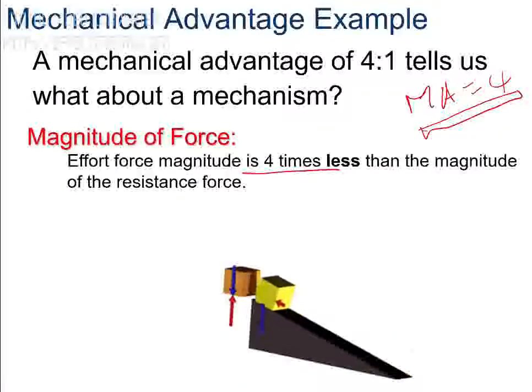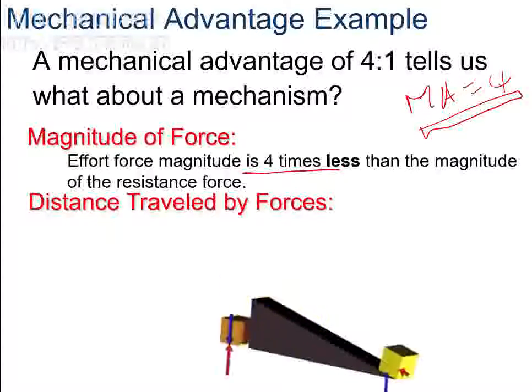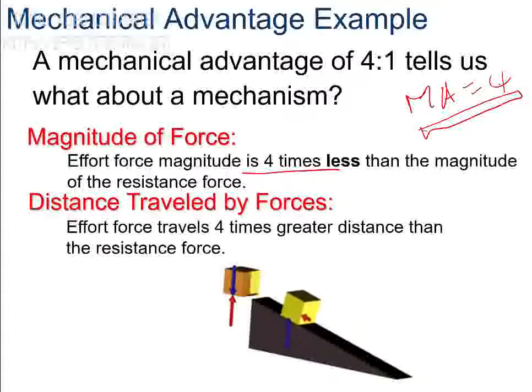Therefore, when we say mechanical advantage of 4, it indicates that the effort is greater than the load. No, the load is greater than the effort 4 times. How much the force is multiplied is calculated by using this mechanical advantage. A mechanical advantage of 4 indicates that the effort is multiplied 4 times. Okay, distance traveled by the force: when we say mechanical advantage of 4, in other words, the effort force travels 4 times greater distance than the resistance force or the load.